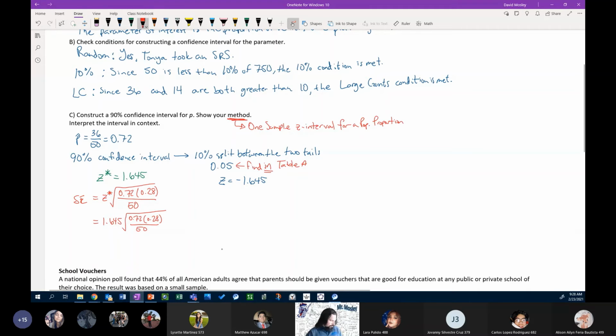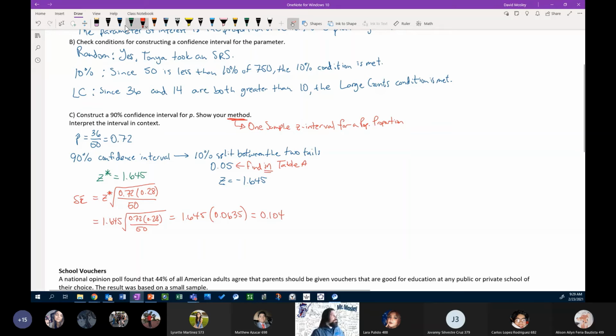All right. I need my calculator. So this will get us 1.645 times 0.0635. That gives us 0.104. So this becomes the number we plus or minus to p hat.